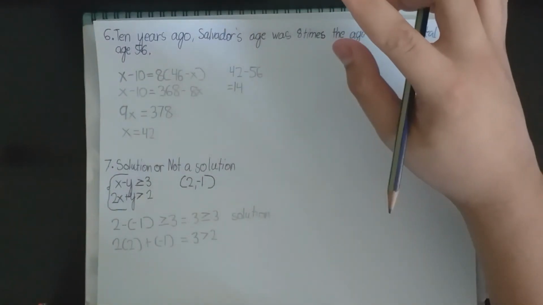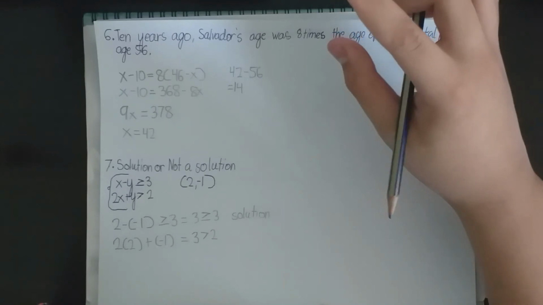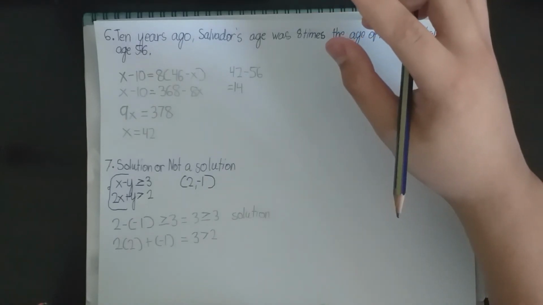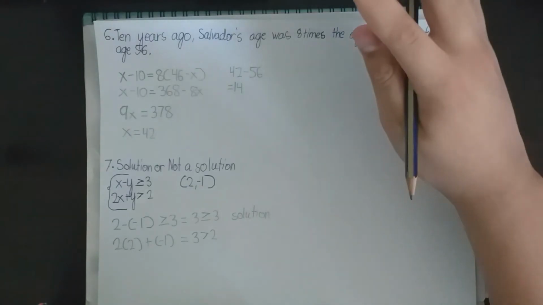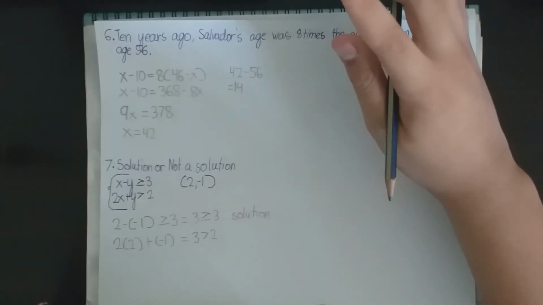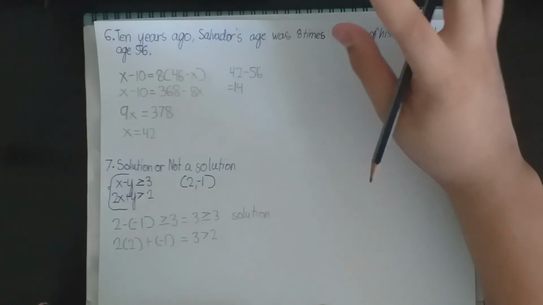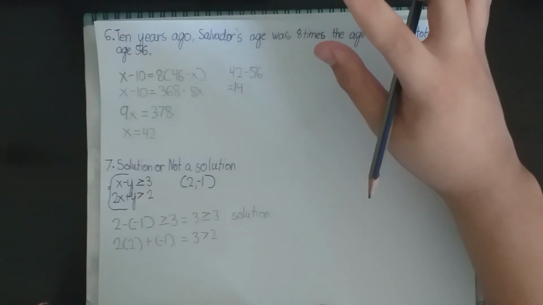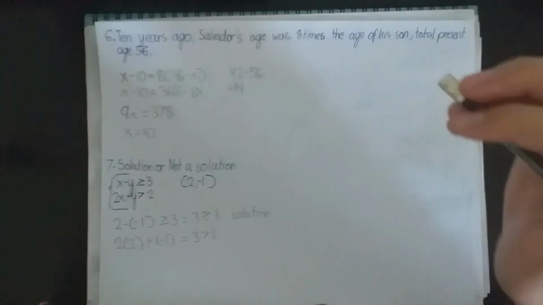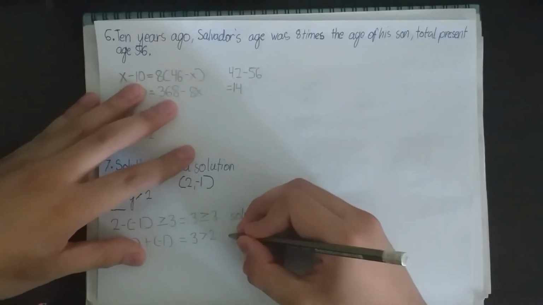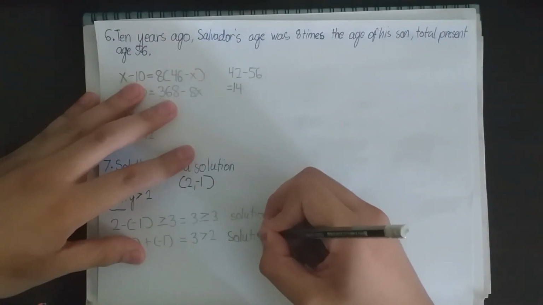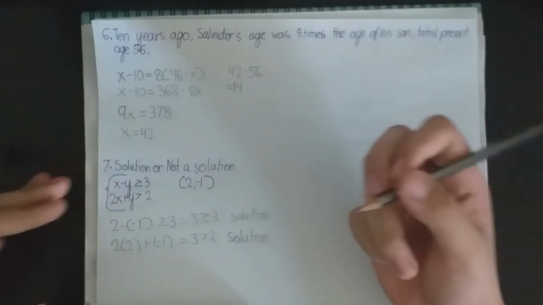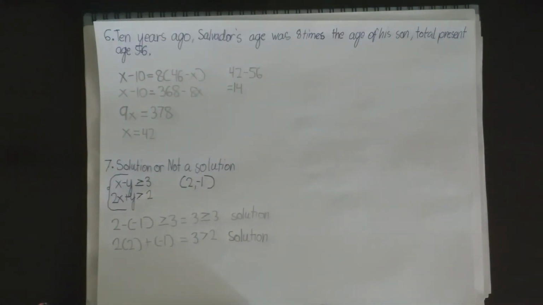And for our second equation, we will be adding. 2 times 2 is equal to 4, plus negative 1 is equal to 3. And 3 is greater than 2, so it is a solution. And this is your final answer for number 7.